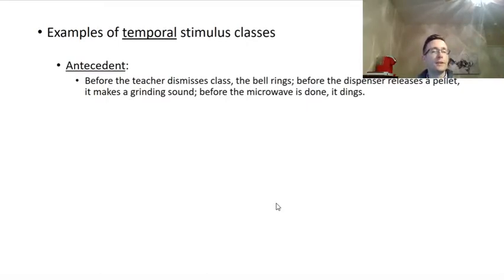For the teacher dismissing class, and the bell rings, so the bell rings, that's the antecedent, and then the teacher dismisses class. So before the food dispenser releases a pellet, first it makes a grinding sound, so the grinding sound is the antecedent. Before the microwave is done, it dings. It dings and then it turns off, right? And then the microwave dinging is the antecedent for your behavior of going over to the microwave and checking on your food.